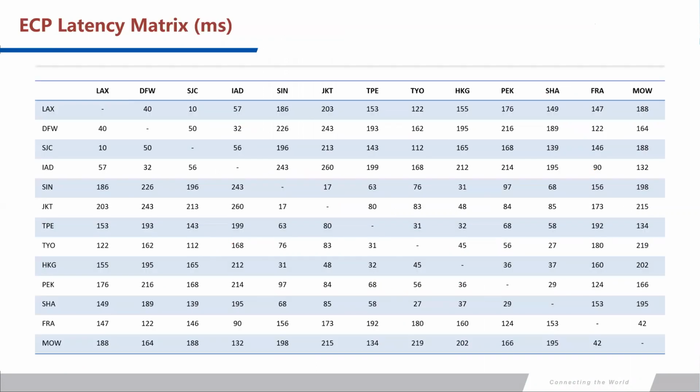As I just mentioned, ECP runs over China Telecom's global network, so it has guaranteed latency. This is the end-to-end latency matrix that can show you our latency, and you can find the right number there.